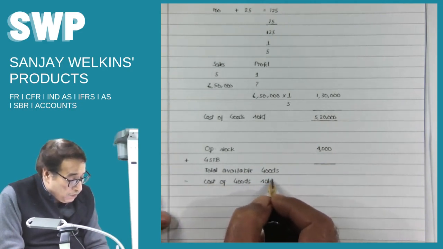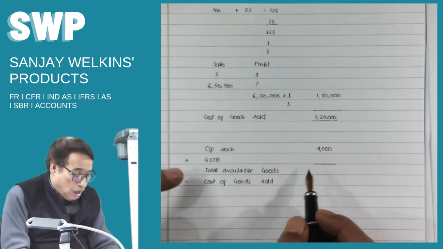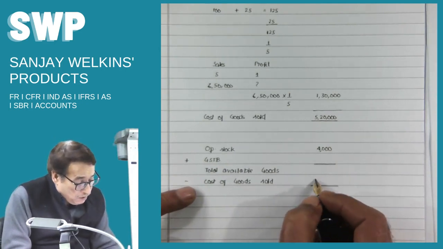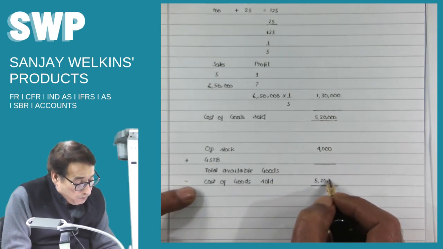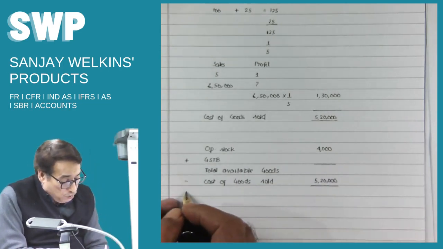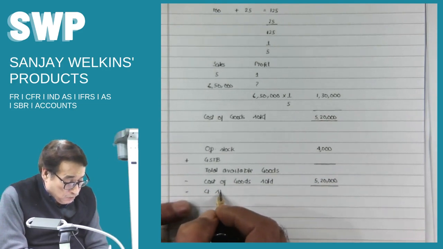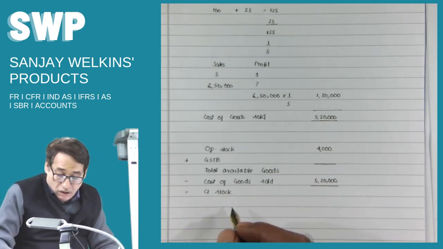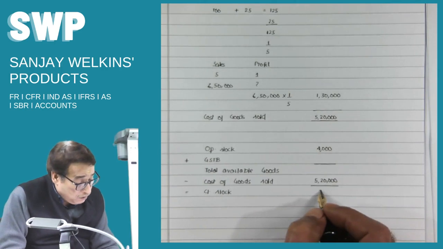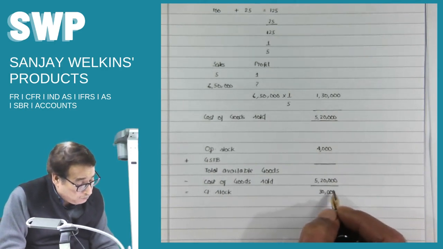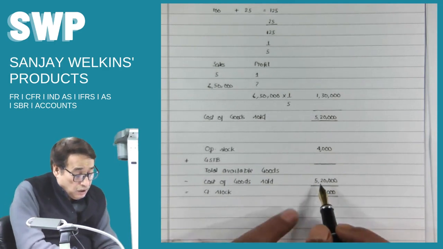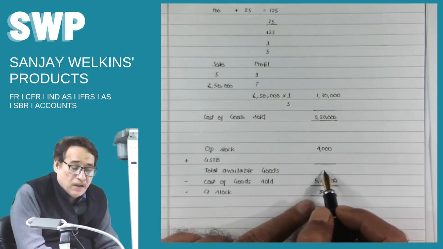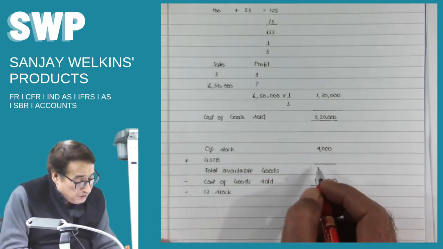You had goods costing this much with you. Out of that, you sold out this much of goods. So quite obviously, whatever you are left with is nothing but closing stock. You are getting my point or not? Now, closing stock is given in the question. Closing stock is 30,000. Correct? Now, if this figure is 5,20,000 and this figure is 30,000, what will this figure be? This figure must be 5,50,000.